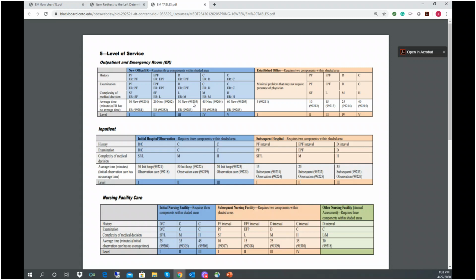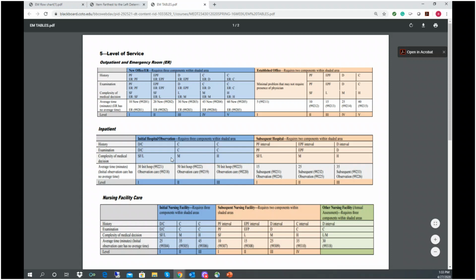If it is a new office visit, it would be 99203. If it was the emergency department, it would be 99283. The same thing over here. We have minimal, which is 99211. That's really, there's nothing there. Problem focus, 99212. So that's going to do it.